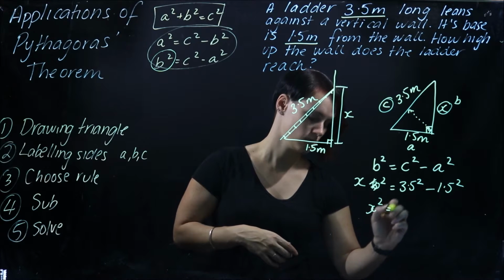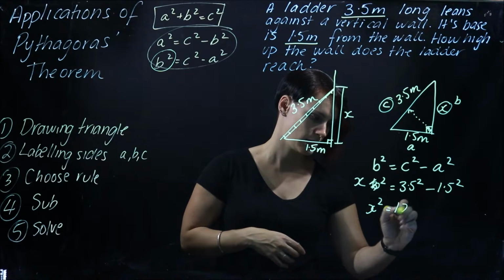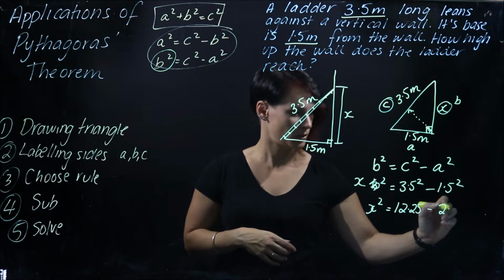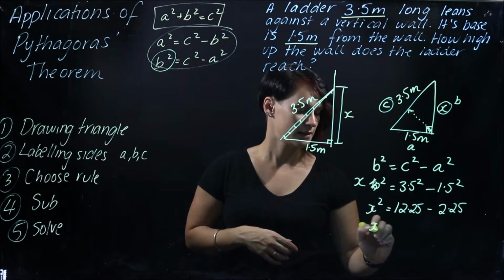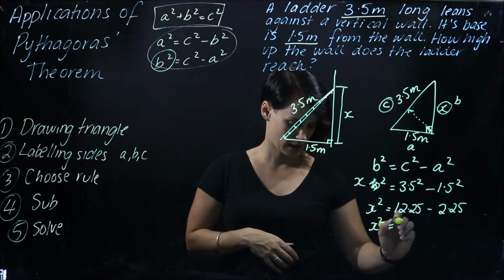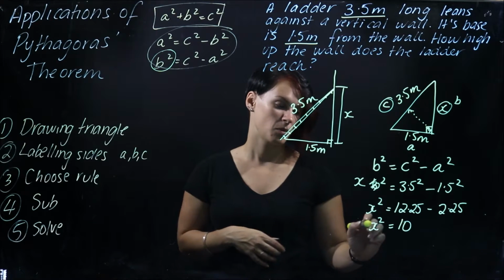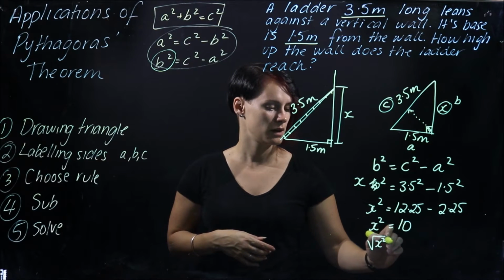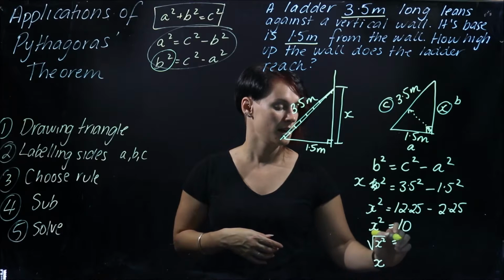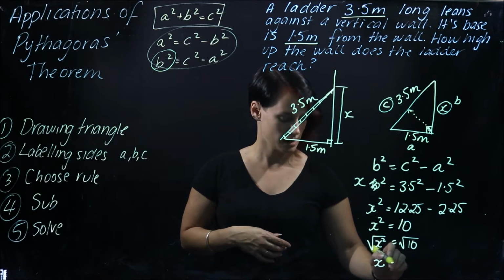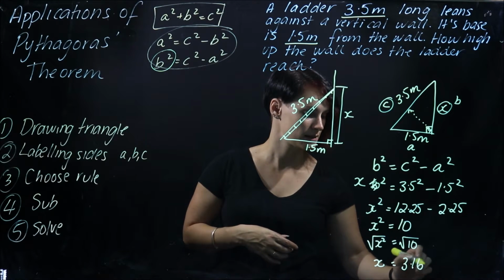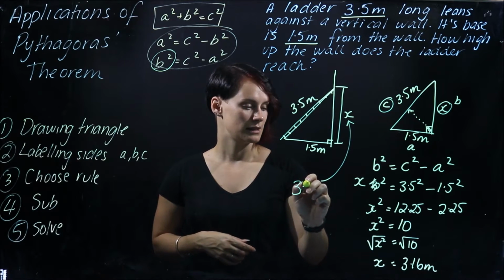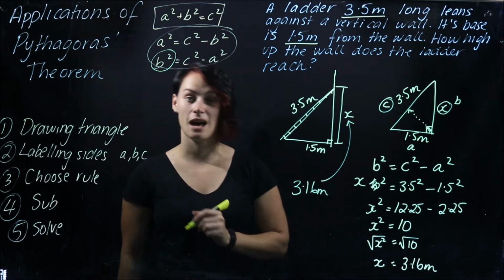So if we had to do those bits in our calculator, we would get 12.25 take 2.25. Our x squared value then, if we actually worked with that, is 10. Remember, we don't want x squared, we want x, so we have to square root both of those. The square root of x squared is going to be x, and the square root of 10 is 3.16, and we're talking in meters here. So now we know the ladder reaches 3.16 meters up the wall.